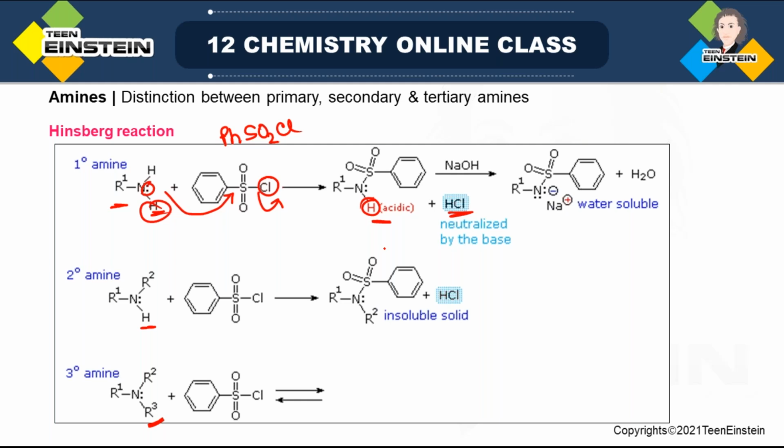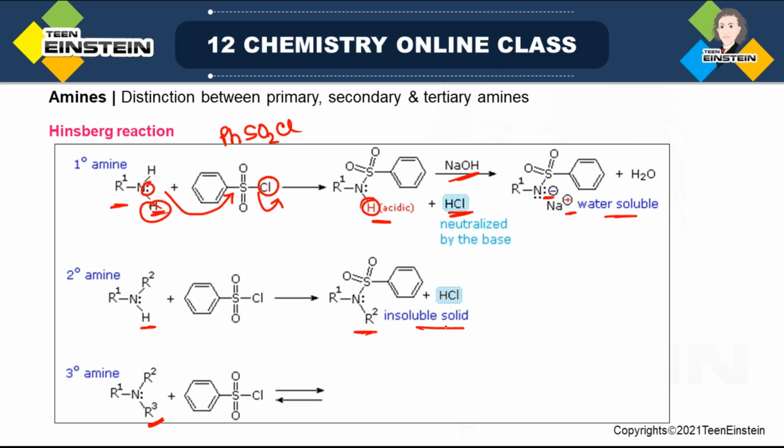Now as this hydrogen is acidic, it will be removed in the presence of some basic solution. So now there is a negative charge over nitrogen, and sodium plus is the counter ion, and as it is salt-like, negative and positive, this is water soluble. So this H can be neutralized by base. When it is 2°, there is no such hydrogen, and this is an insoluble solid. Okay, so now the observation is different.